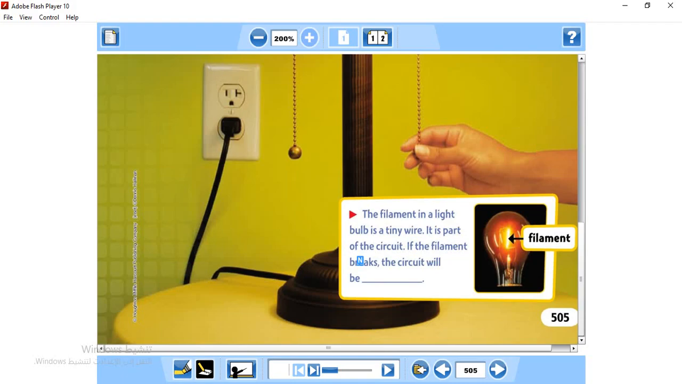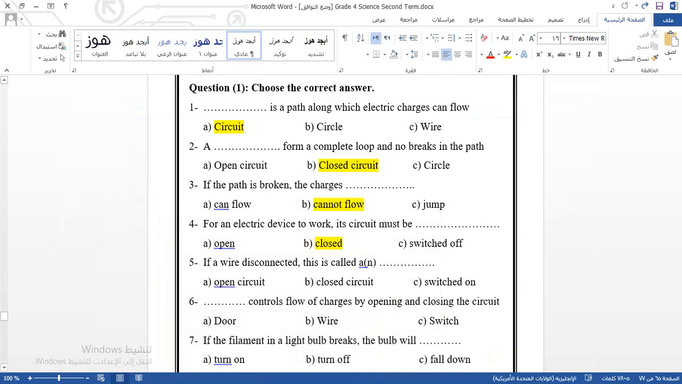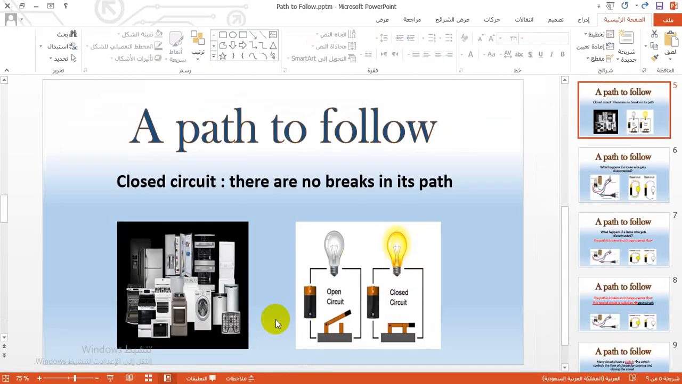I told you, to help devices work, it needs a closed circuit, in order to help the electric charge flow through the closed circuit.